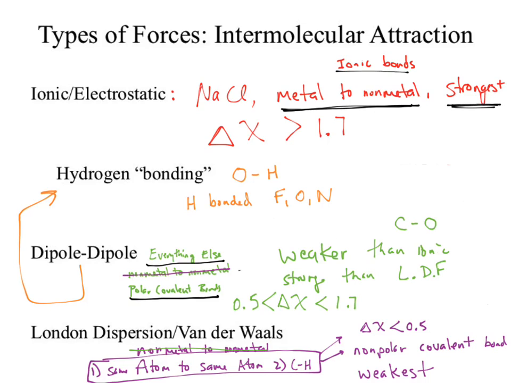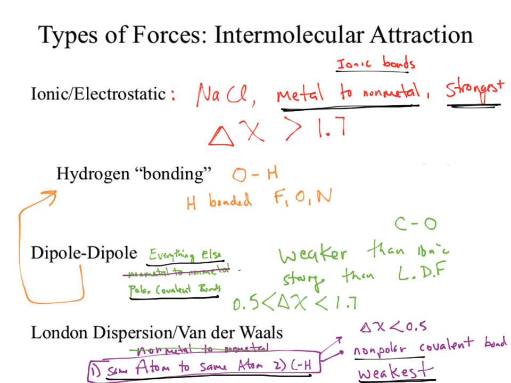And really what that thing is helping us out with is really telling us that we have what type of bond? A nonpolar covalent bond. Now that I know I have a nonpolar covalent bond, I know I have London dispersion forces. Since I know they're London dispersion, I know that they are the weakest. Okay?